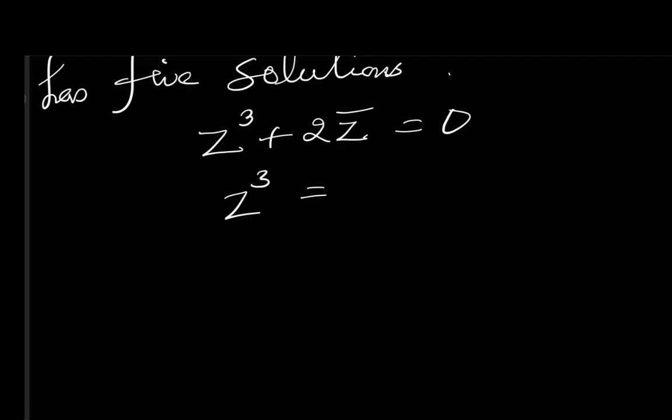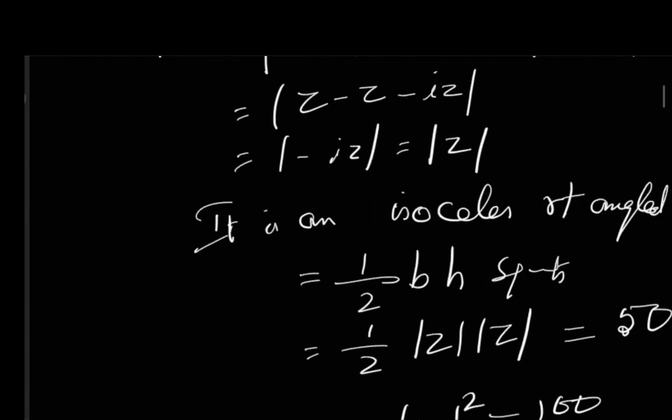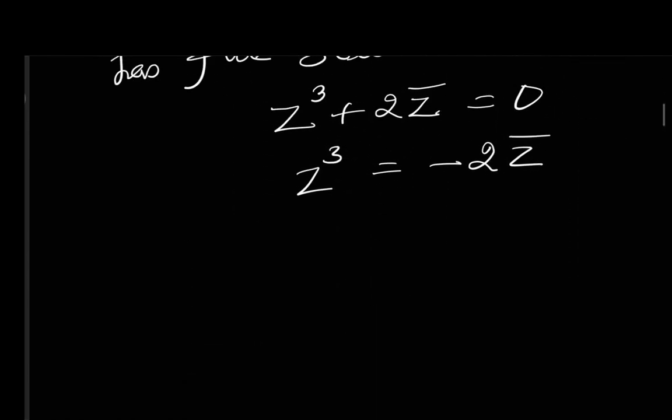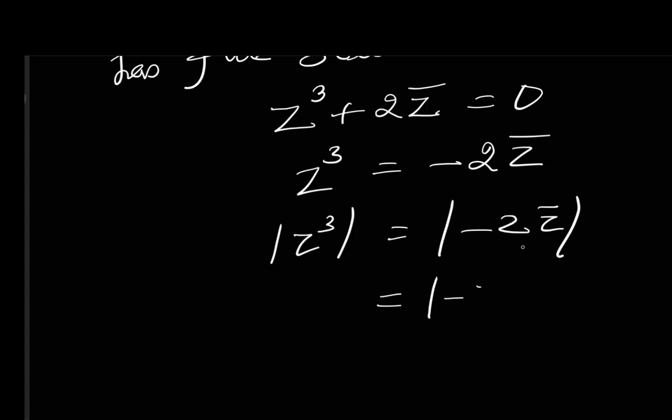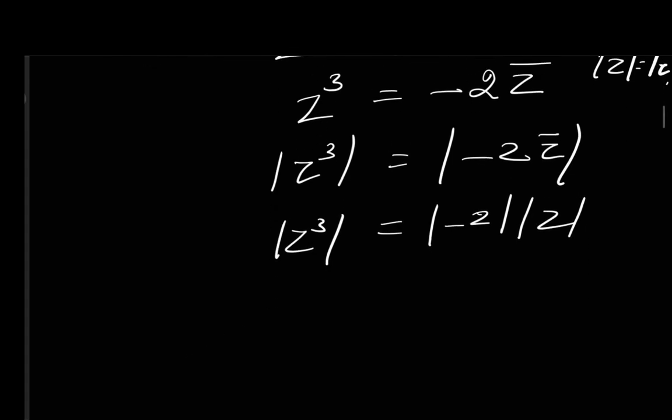So what I do, I take this as z cube equal to minus 2 z bar. Taking modulus on both sides, modulus z cube is equal to modulus of minus 2 z bar. Actually, modulus z bar is the same as modulus z. Now you bring this to the left side: modulus z cube minus modulus 2 z.